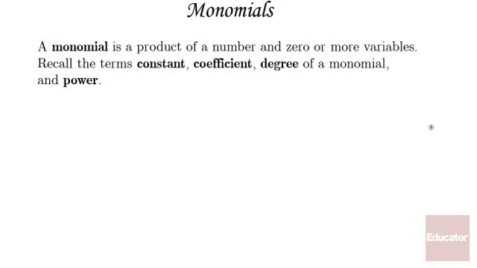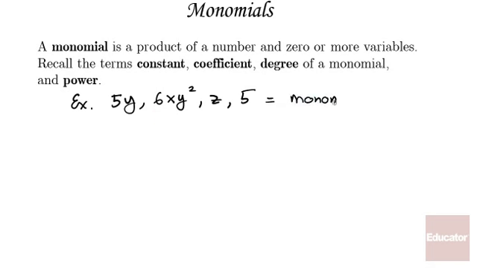Monomials. So a monomial is a product of a number and 0 or more variables. Again, refreshing your memory from Algebra 1, examples of a monomial would be 5y, 6xy squared, z, 5. So it says it's a product of a number and 0 or more variables. Here, there aren't any variables. So that actually is simply a constant, but it's still called a monomial also. Here I have 5 times one variable. Here I have multiple variables. So these are all monomials.